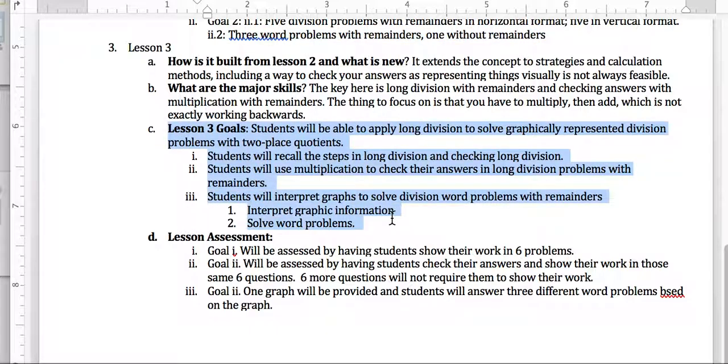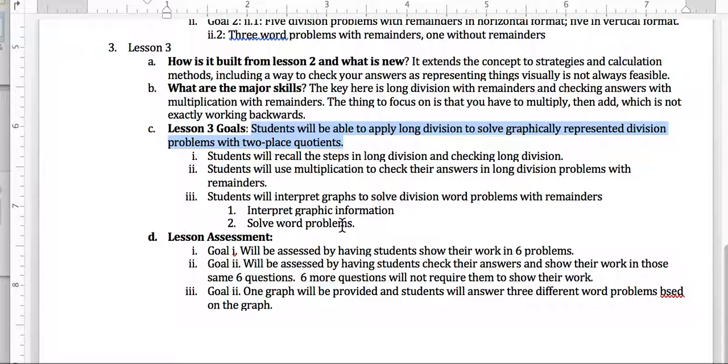So my goals then amount to these things right here. Students will be able to apply long division to solve graphically represented division problems with 2-place quotients. That's the ultimate overall goal. That breaks down into they will be able to recall the steps in long division. They will be able to use multiplication to check their answers in long division problems, right?